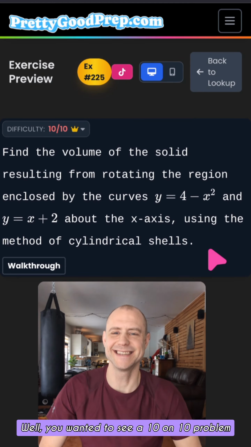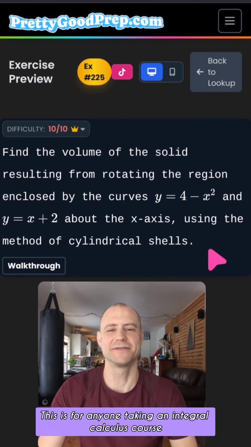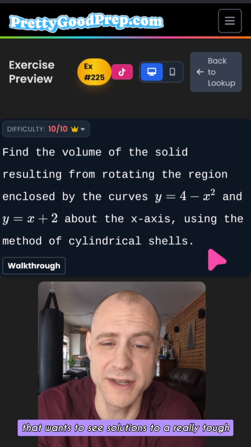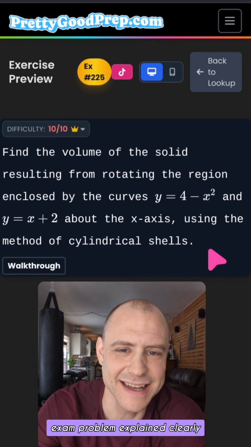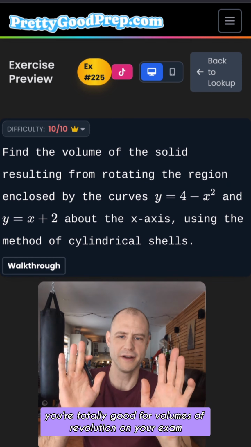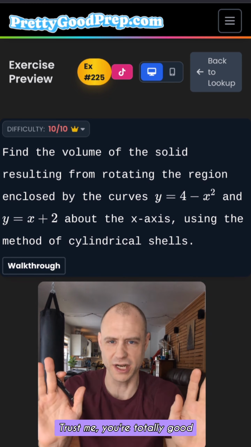Well, you wanted to see a 10 on 10 problem, now you got one. This is for anyone taking an integral calculus course that wants to see solutions to a really tough exam problem explained clearly. If you can get this one, you're totally good for volumes of revolution on your exam. Trust me, you're totally good.